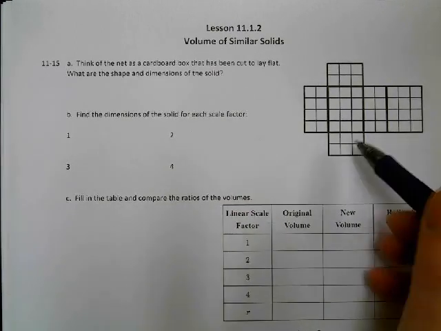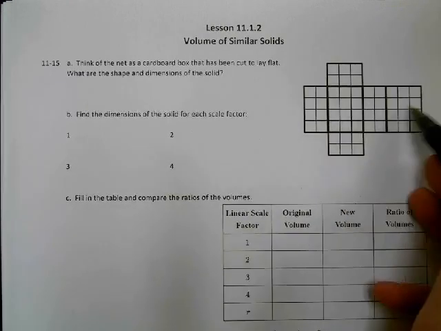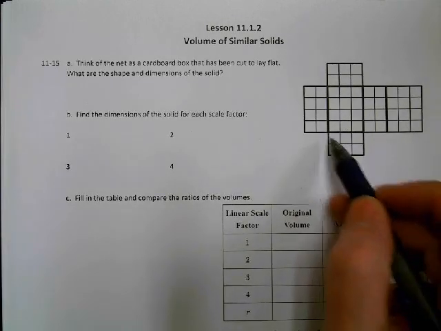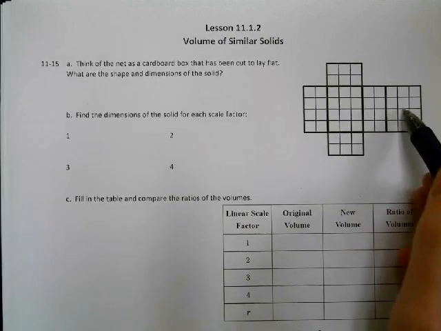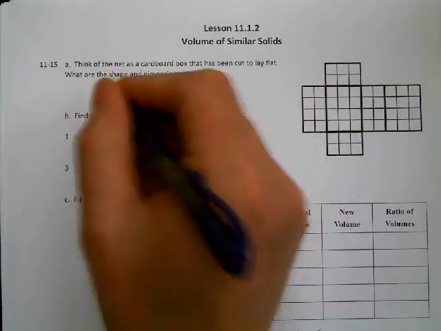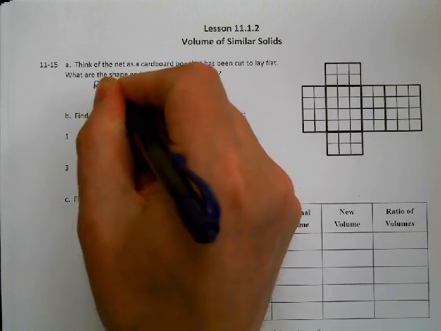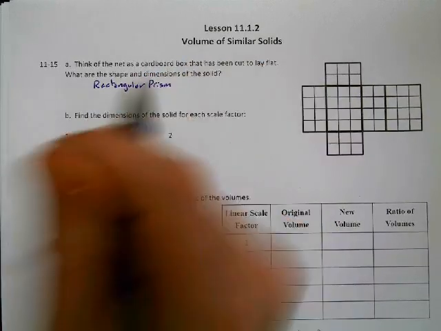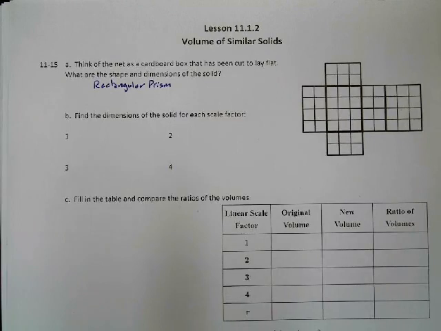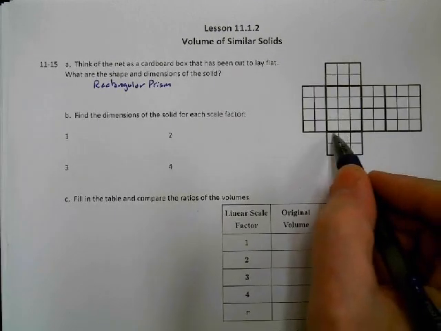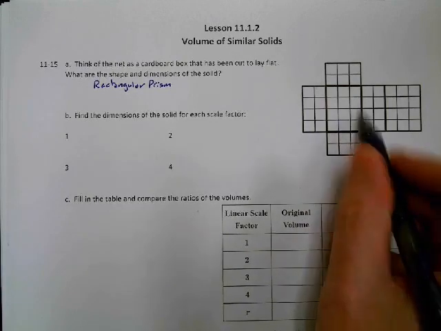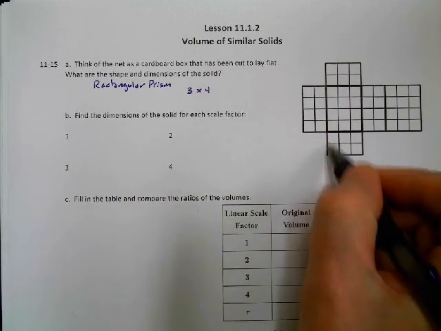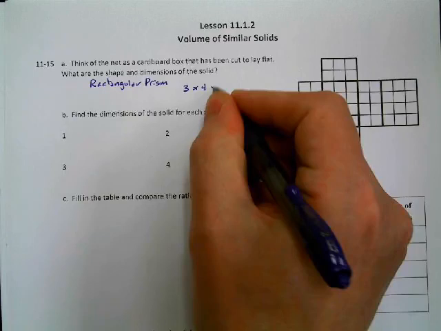So what are the shape and the dimensions? Well, if this comes up, this comes up, this comes up, this comes up, and then this is the top, that would be a rectangular prism. The bottom's a rectangle, it's a prism because all the sides would be parallel, and then it has another base on the top of it. It's called a rectangular prism because the base of the prism is a rectangle. The dimensions of the solid: the base is 3 by 4. And then the height, you can see here, these are all the heights. The height would be 2.